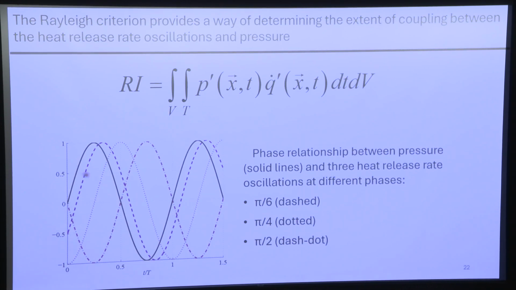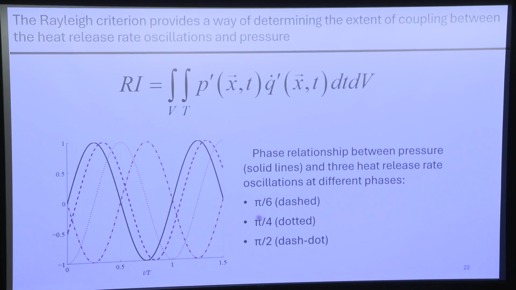And you can imagine that if you have different phases between the oscillation in the pressure and the heat release, you get different values here. A good example, this blue dashed line is a pi over 6 phase difference. So the black is the pressure, this is the heat release rate. And if I multiplied these two, there are only a few places where this is negative and this is positive. For most of the signal, both of them are either positive or both of them are negative, and so the Rayleigh index ends up being positive.